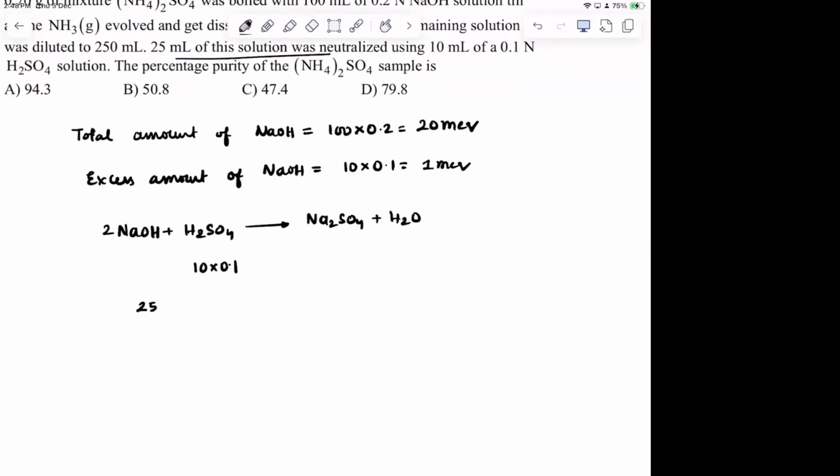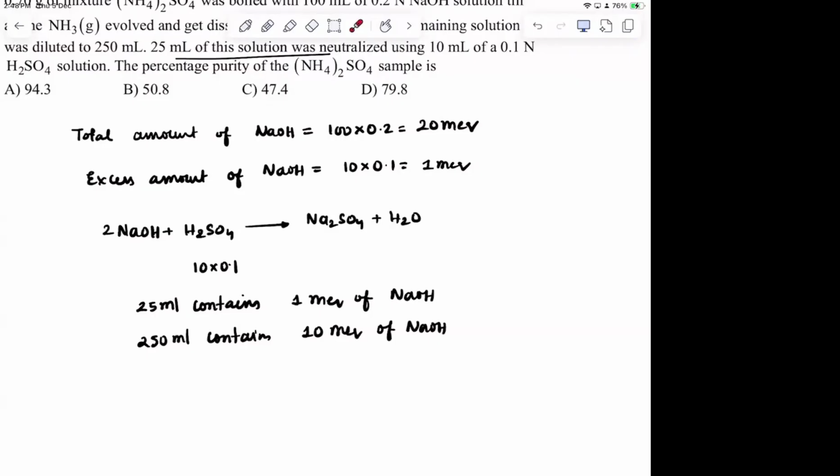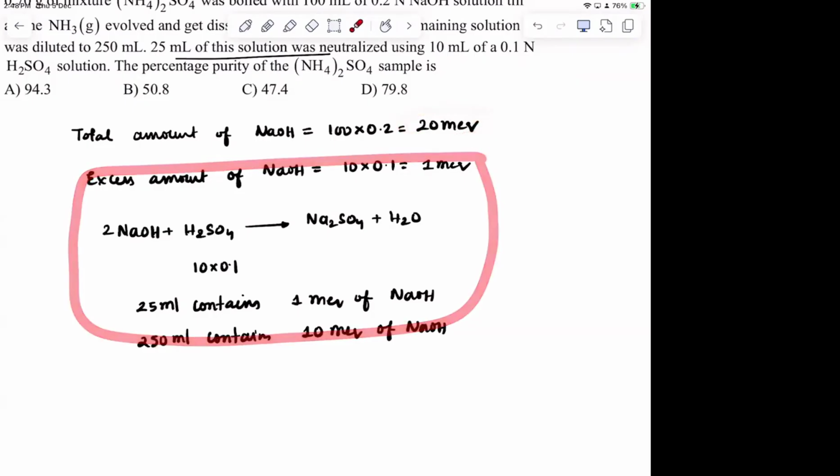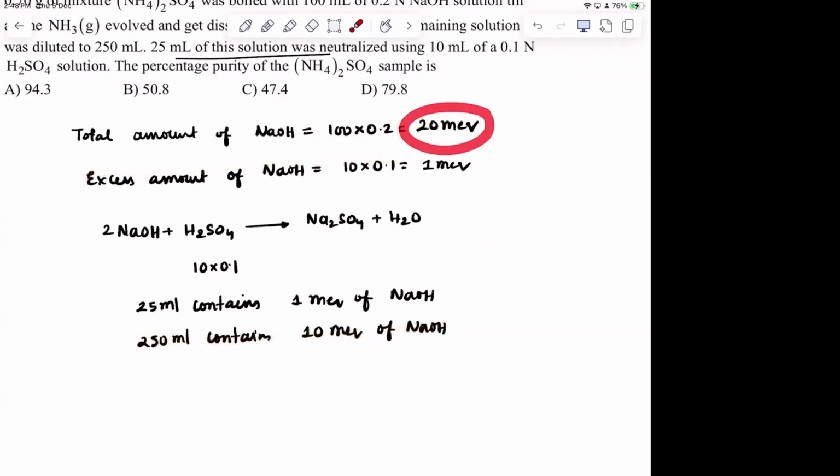So 25 ml contains 1 milli equivalent of NaOH. So 250 ml will contain how much? 250 ml contains 10 milli equivalents of NaOH, okay? So could you imagine, out of 20, 10 milli equivalents were used for this excess part. So how much was actually reacted with ammonium sulfate? Only 10 milli equivalents was utilized.